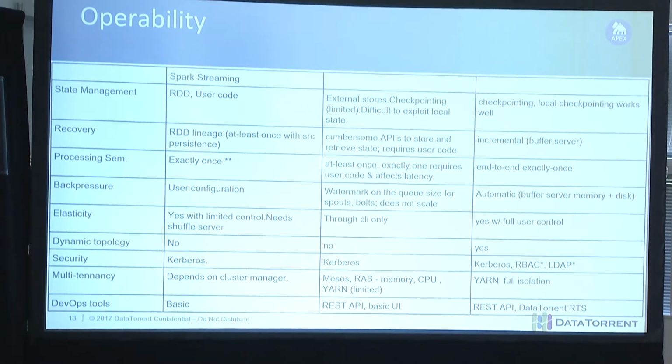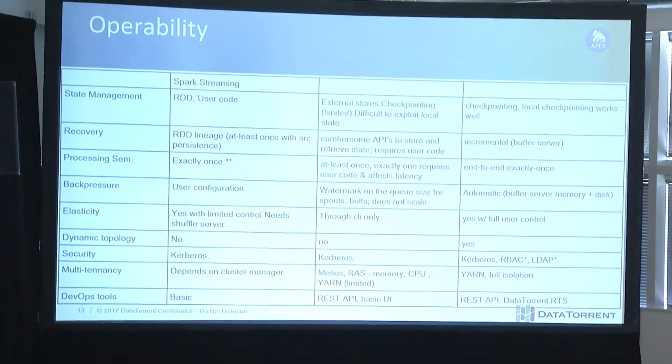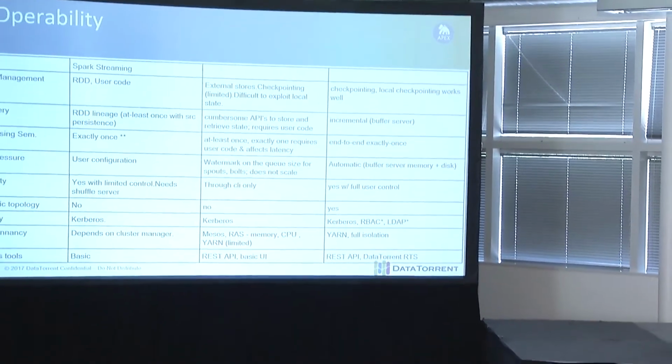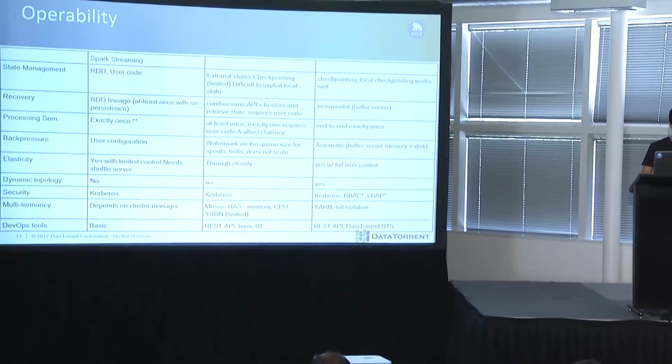Security integrations: everyone supports Kerberos, but Apex also does RBAC and LDAP as a part of the enterprise suite. Multi-tenancy, again, everyone leverages resource managers. Storm has an interesting resource-aware scheduler that goes beyond the capacity schedulers of the Hadoop world, wherein CPU has been introduced as an additional resource constraint for decision-making. And DevOps tools are pretty basic in Spark. Storm does have a REST API to connect with an application and a basic UI. Apex also has a REST API, and DataTorrent gives a nice UI on top of it. You can leverage the free version of that UI, I think, and also talk to DataTorrent guys.